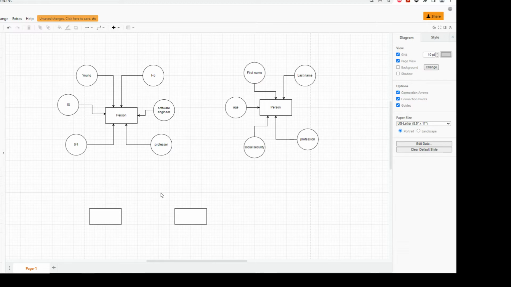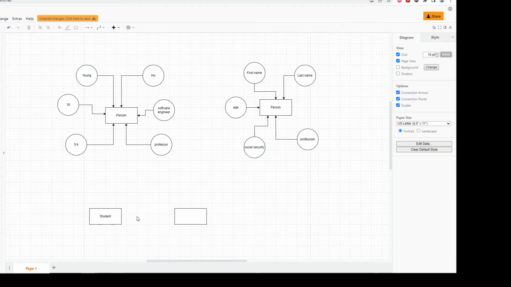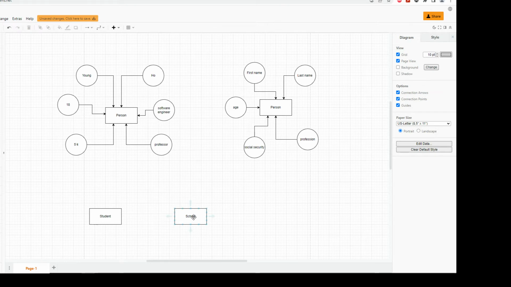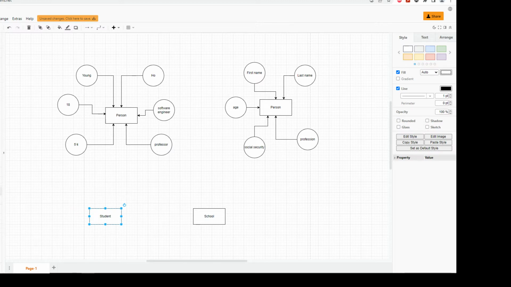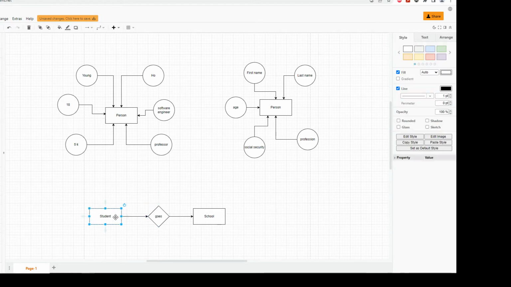Student going to school. The first thing you would have is student, right? That's one entity. The next thing you have is school. Remember, what we're trying to model is the scenario of student going to school. Whenever you discuss a relationship, what you usually use is a diamond box. You would map those two together: student goes to school. So in this case, you have student and you have school.